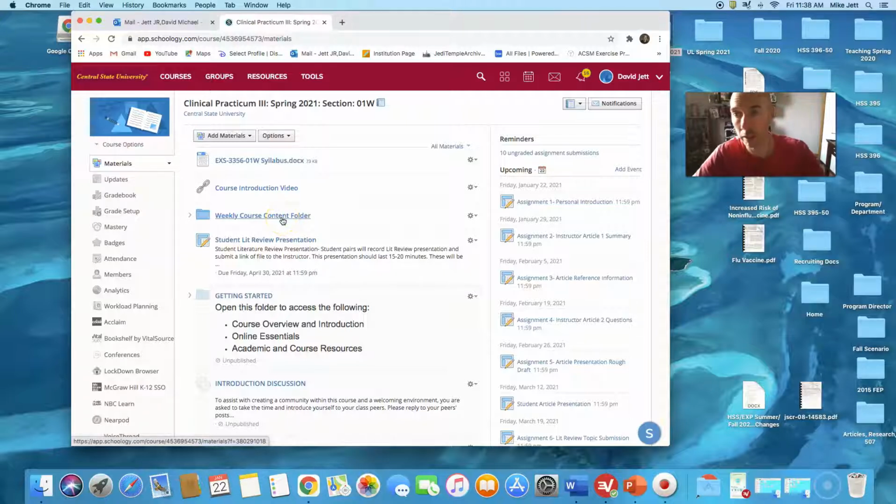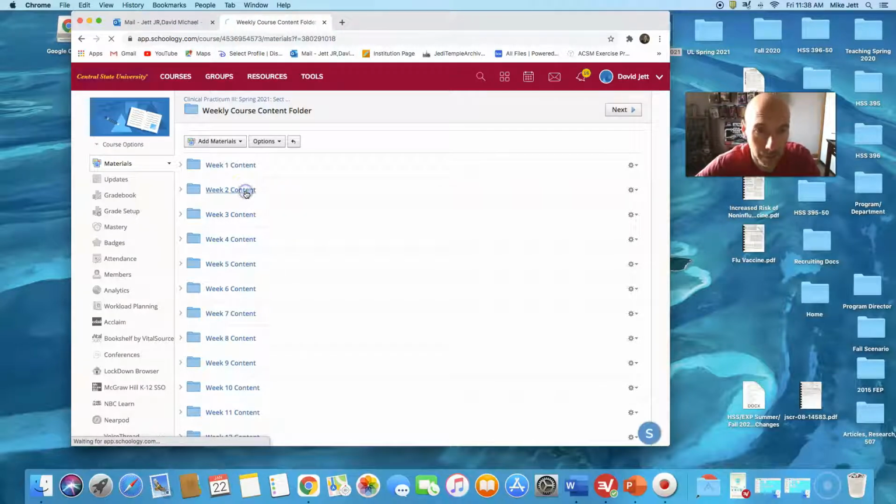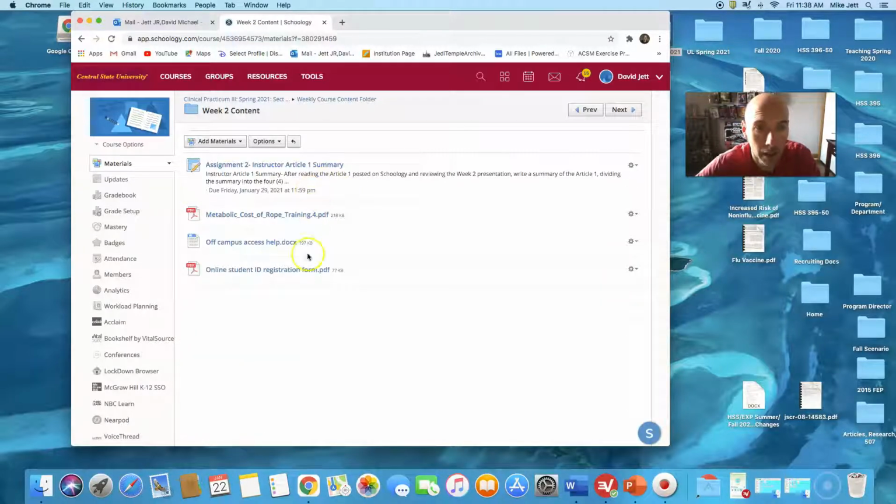So what I'm going to open up here on my screen is the weekly content course folder. This is week 2. So I have down here in the bottom 2 documents that were sent to me by an individual who works at the library on campus. Okay, so if you want to access the research archive online, you're going to need to have what they call a barcode assigned to you.